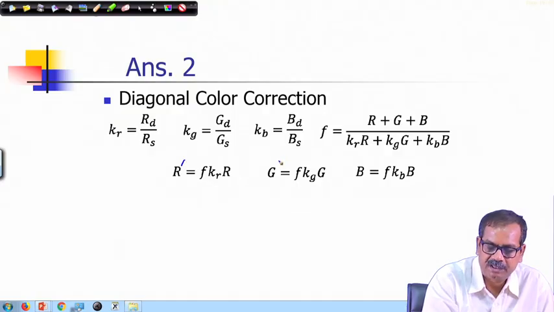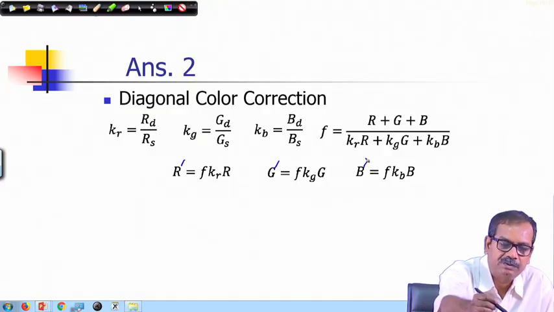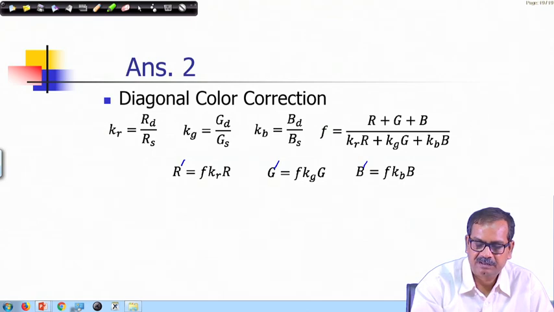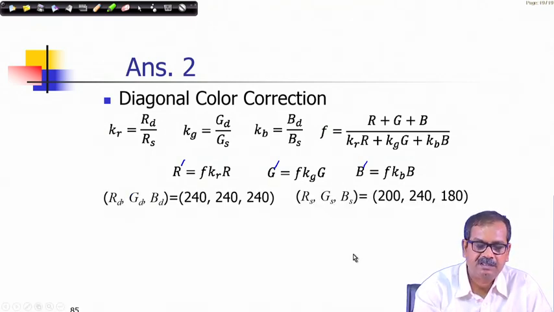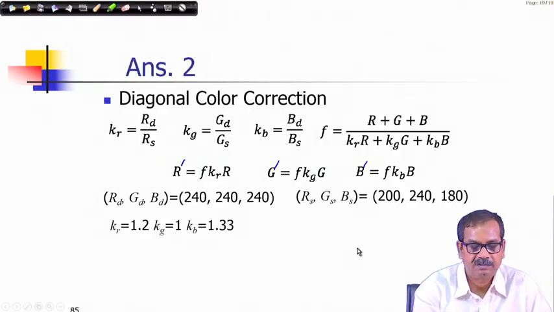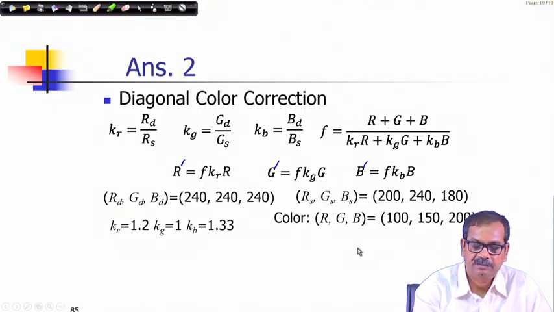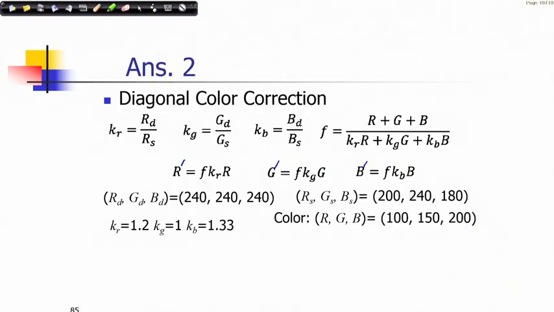Since they are modified, I am using these notations once again. If I perform these computations, you can see Rd, Gd, Bd is given, and the components of the source are also given. So, you compute these proportional factors using this information, and those values are shown here. Then this color has to be converted into a form as if it is illuminated by the target given by Rd, Gd, Bd, that means 240, 240, 240.